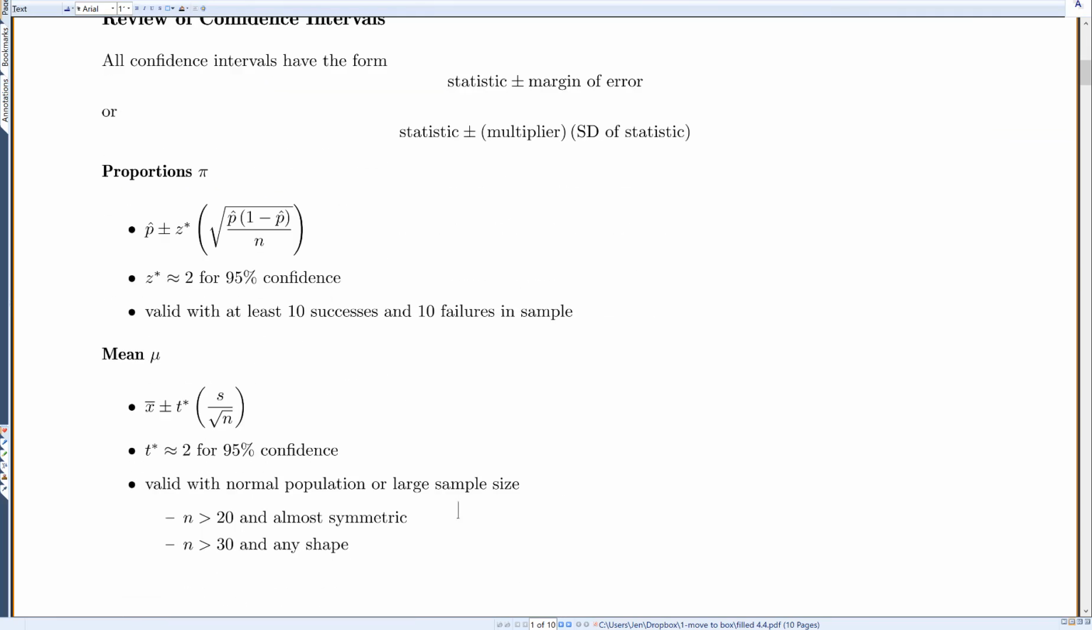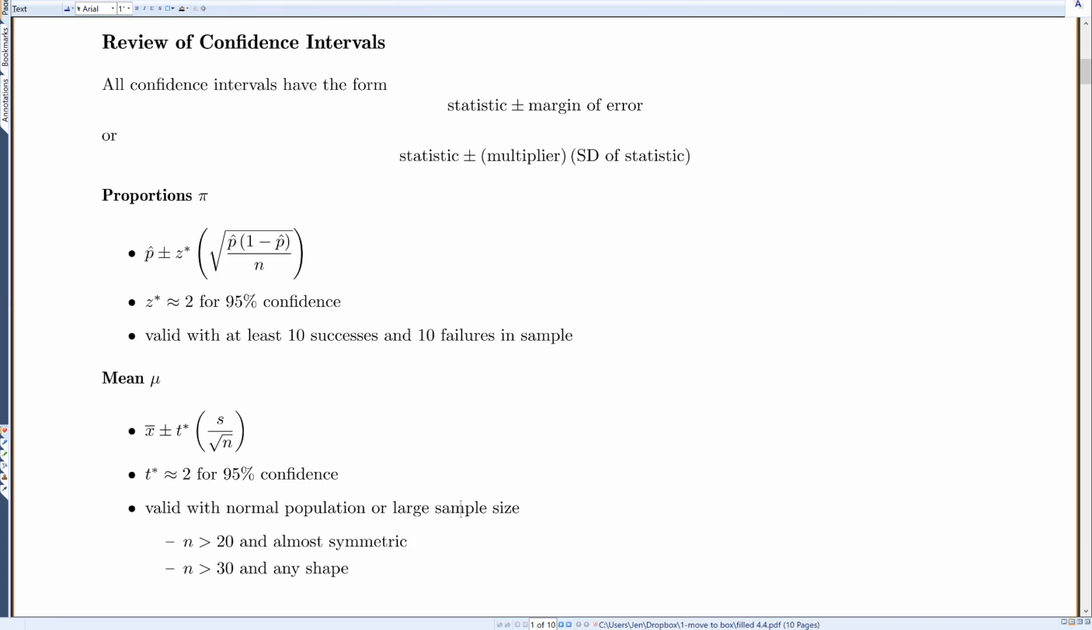So to start with, let's just review our confidence intervals. We know all confidence intervals have this form where it's the statistic plus or minus some margin of error. And that margin of error is a multiplier times the standard deviation of that statistic. So for proportions, if you want to know the population proportion pi, then you'll do p hat plus or minus z star, that's your multiplier, but the applet does all of that for us, times the square root of p hat times 1 minus p hat over n.